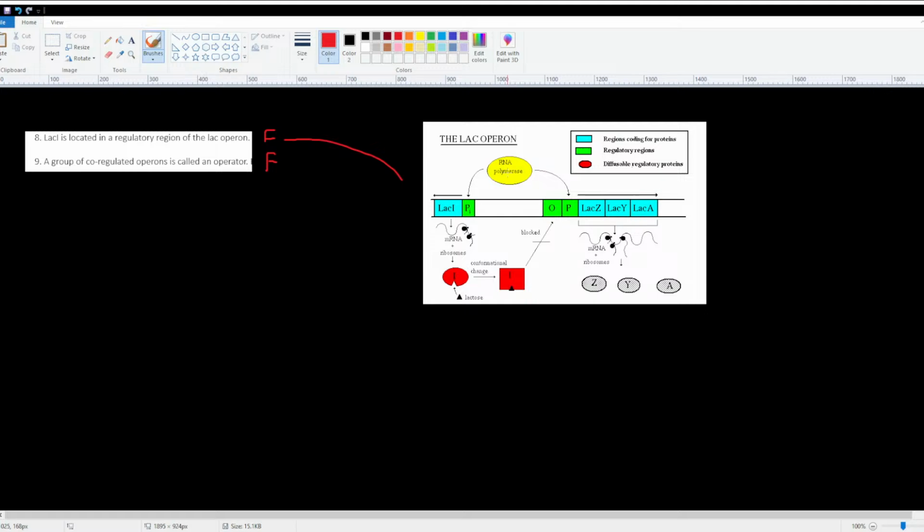Co-regulated operons called operator, that's just false. So there's a difference between operon and operator, and then operon and regulon. So yeah, we can go over that a little bit now.